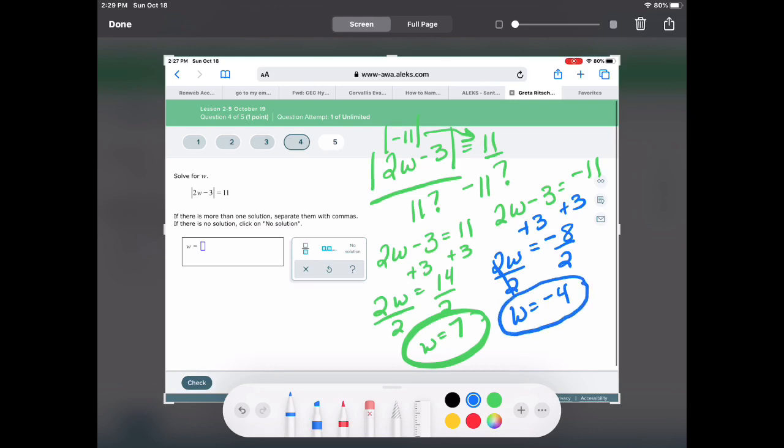And that's what w would have to be if all of that, 2w minus 3, inside the absolute value signs is actually negative 11. So I can plug the number back in and check it. The absolute value of negative 11 is 11. And I could check the other answer too. 2 times 7 minus 3 is going to give me 11. The absolute value of 11 is 11. So I'm going to put 2 answers to this problem.